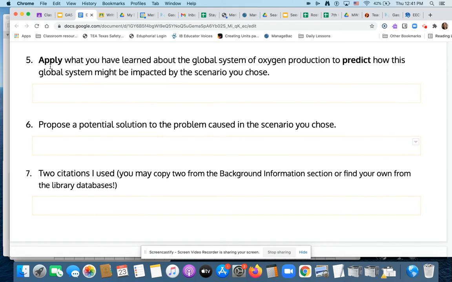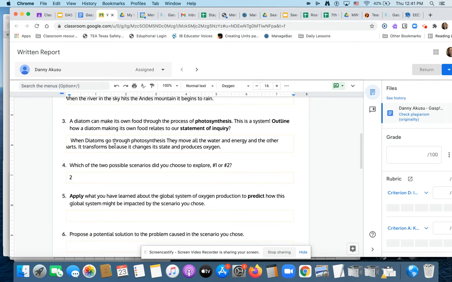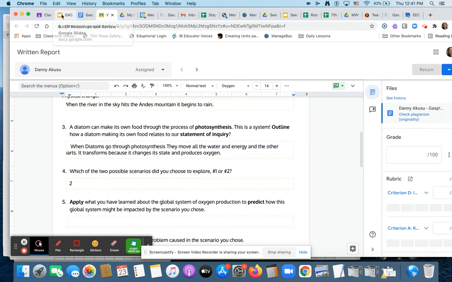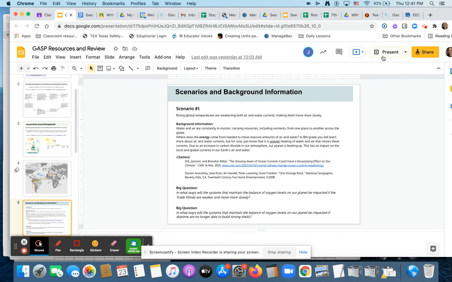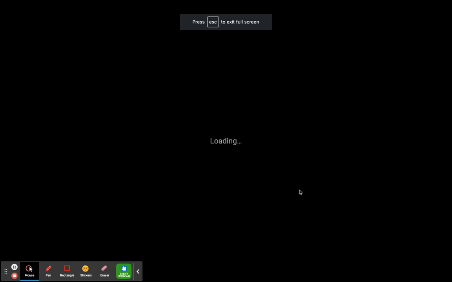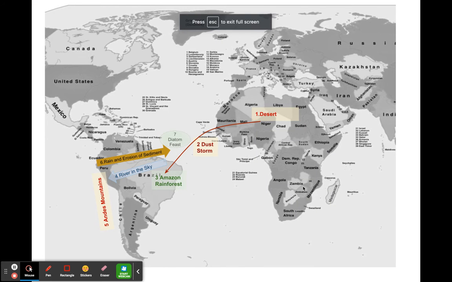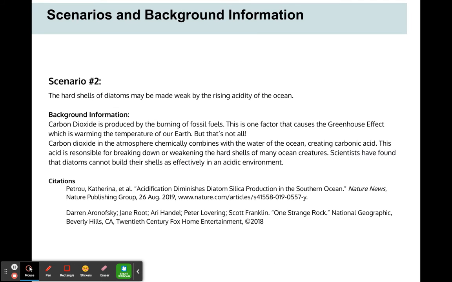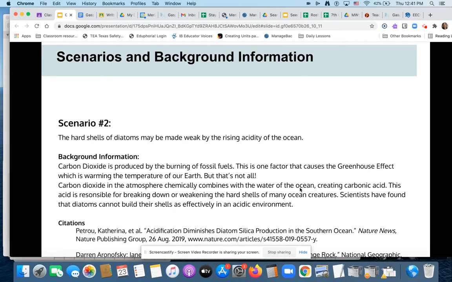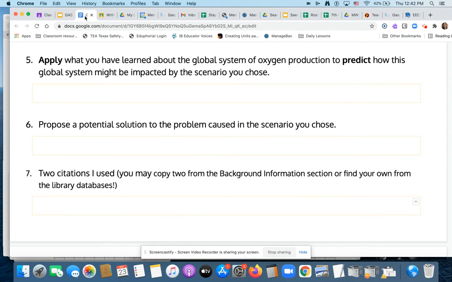Okay, 2 citations. They're right here, y'all. They're right here. Oh, wrong. Yeah, right here, citations. You just can use the ones that I put here for you. Just copy and paste. Okay, it's the only time you can copy and paste is getting those citations.